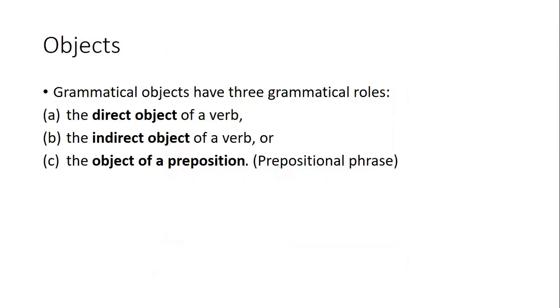So our objects are further divided into three roles: the direct object of a verb, the indirect object of a verb, and the object of a preposition. It is also called a prepositional phrase. We are going to see, in a very detailed manner, the description of all these three types of objects: the direct object of a verb, indirect object of a verb, and the object of a preposition, which is also called a prepositional phrase. So let's proceed further.